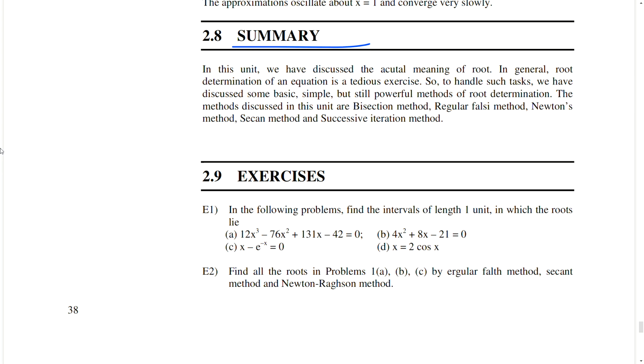Summary. In this unit, we have discussed the actual meaning of root. In general, root determination of an equation is a tedious exercise. So to handle such tasks, we have discussed some basic, simple but still powerful methods of root determination. The methods discussed in this unit are the bisection method, regula falsi method, Newton's method, secant method, and successive iteration method.